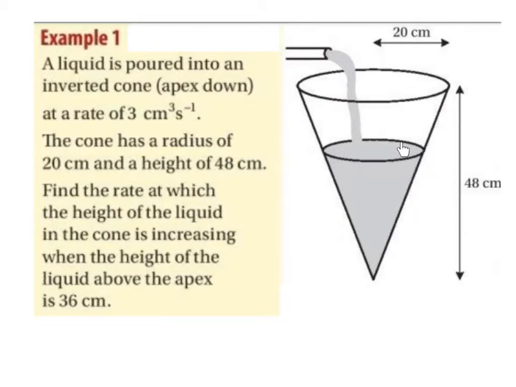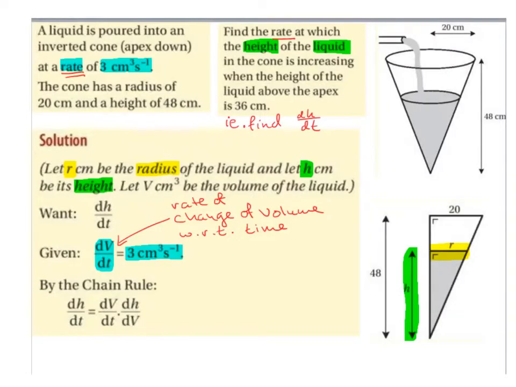So it's obviously going up. The height is going up because the liquid's going into it. So we're interested in the rate at which the height of the liquid in the cone is increasing, the rate that it's increasing when the height of the liquid above the apex is 36 centimeters. So we're going to let r centimeters be the radius of the liquid and let h centimeters be its height.